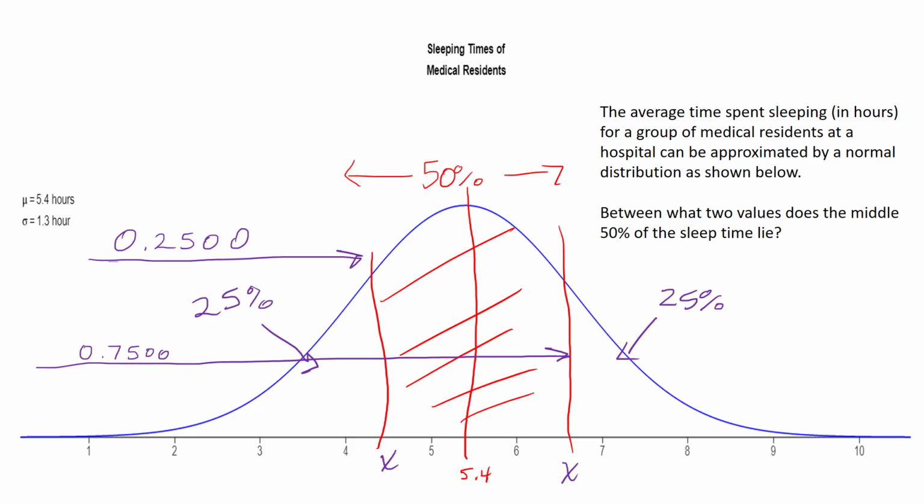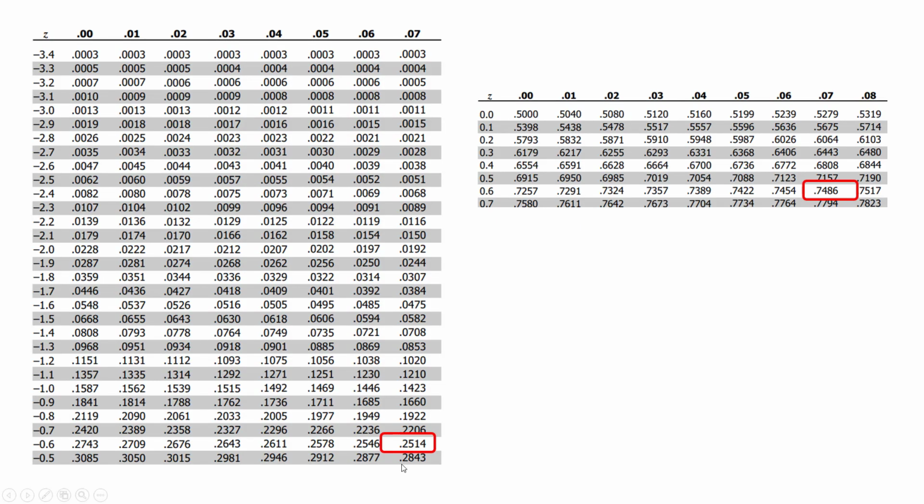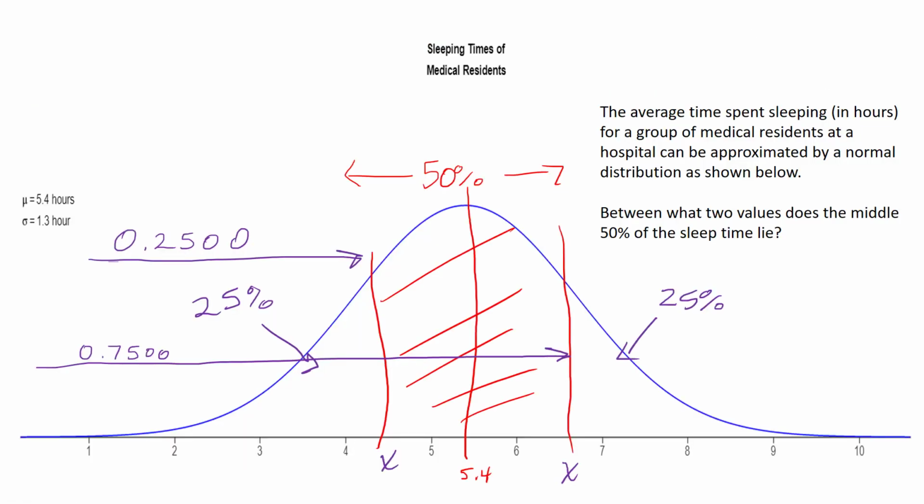We want to find the Z value that is closest to 0.2500 and 0.7500. So if I look in the table, I see the closest value to that area, that probability of 0.2500 is negative 0.67. And if you really understand how this curve is symmetric, you already know the upper is 0.67. If you don't understand that yet, you look up in the table and find the value closest to 0.7500, and you see it's 0.67. All right, so those are my Z values.